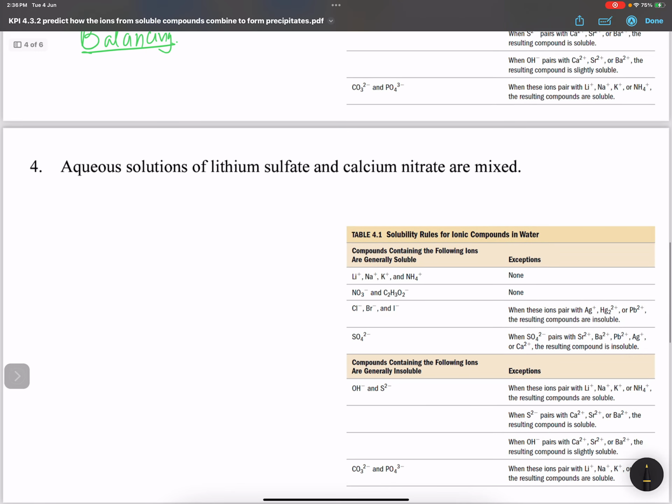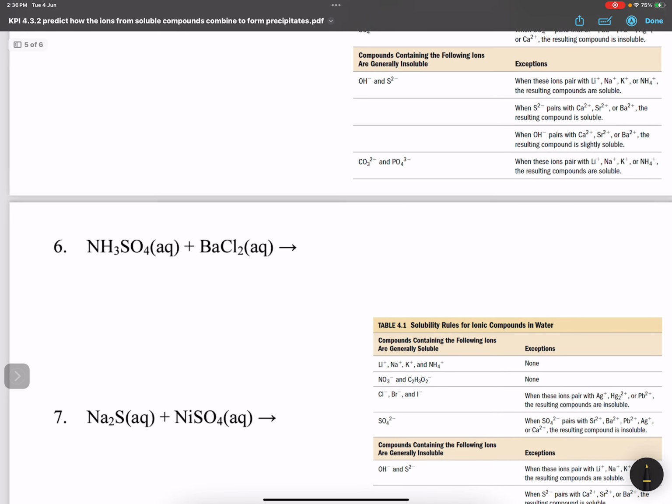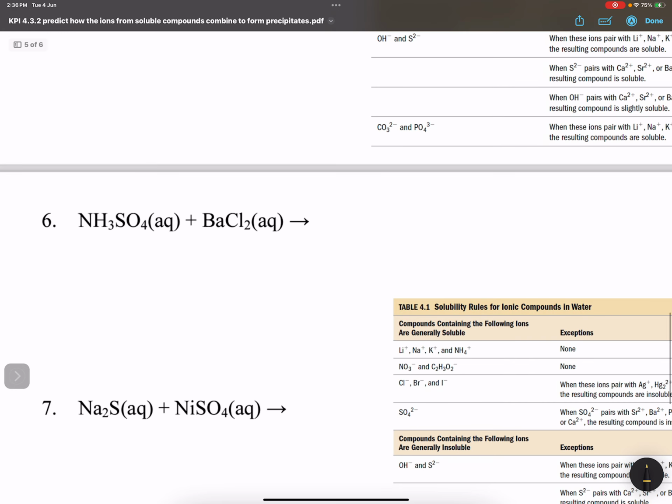Now next one, you can try it yourself. Now chemical equations. Oh, there's a mistake. It should be NH. It should be this way. All right, now they have given you the chemical formulas. As I told you, assign them the charges.